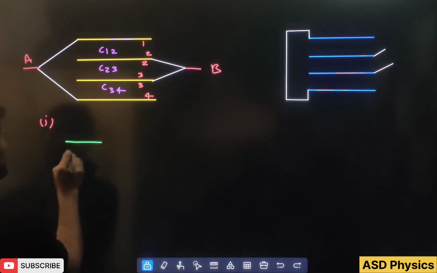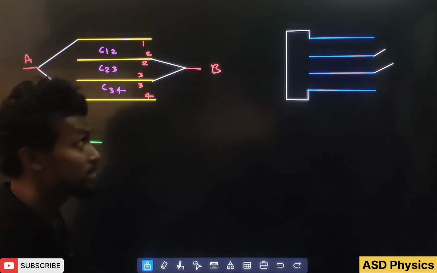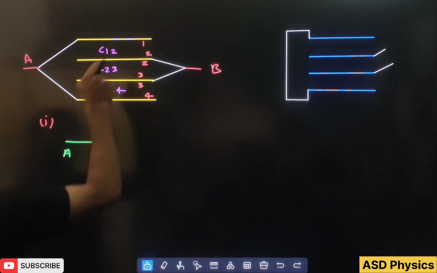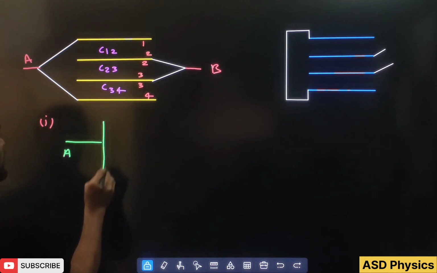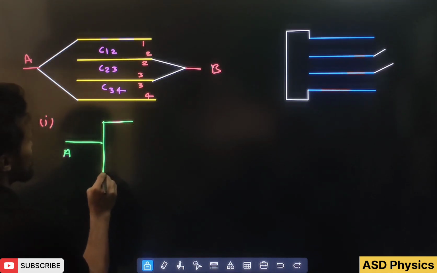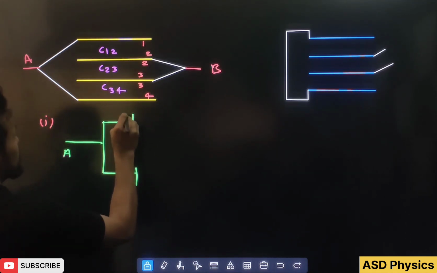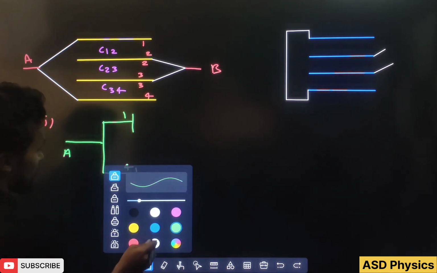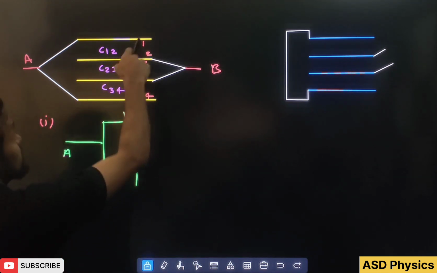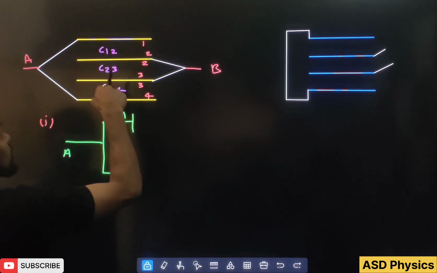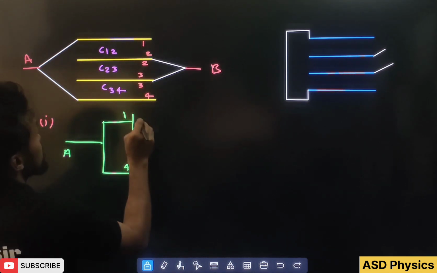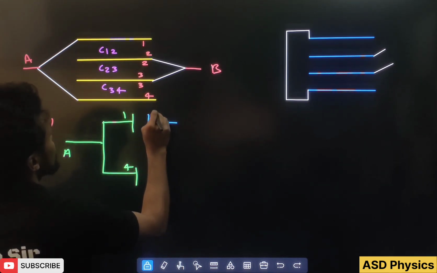Start with one terminal A. From A, how many plates are connected? 1 and 4. So connect the plates like this. See here, 1 and 4 we have connected. After that, this 1 and 4, this one is making C12, and this is making C34. So we are going to make one capacitor, 2.